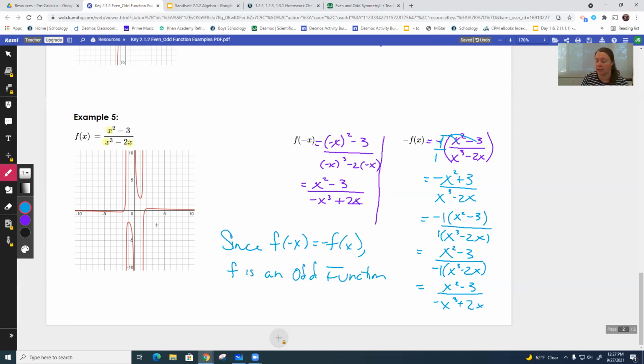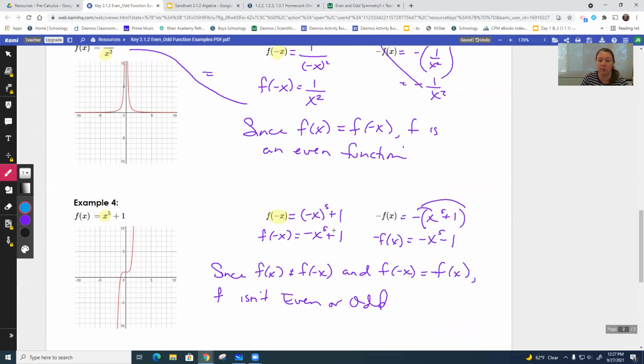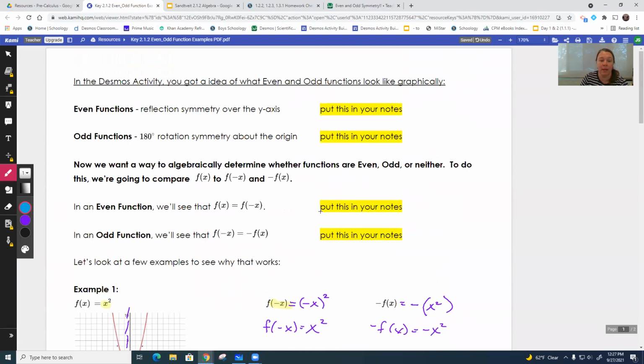Okay, so those are the big ideas that you need to get out of this section, the difference between even and odd. Make sure, if you haven't already, that all of this is in your notes.